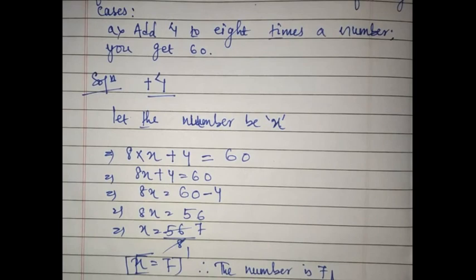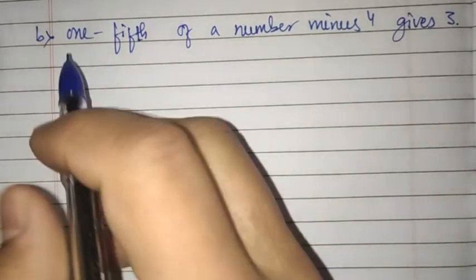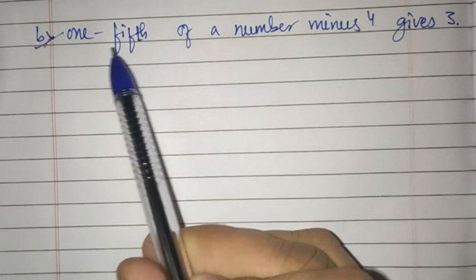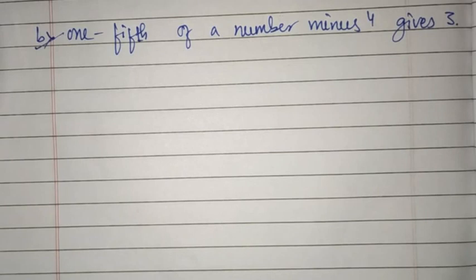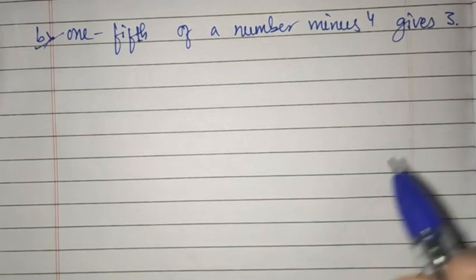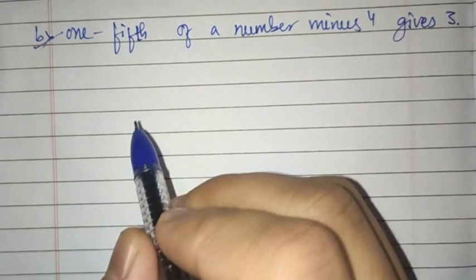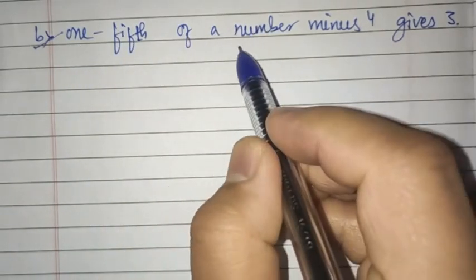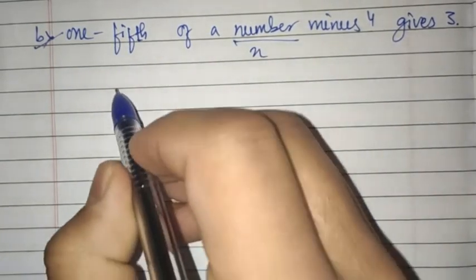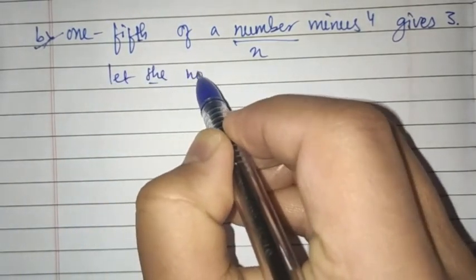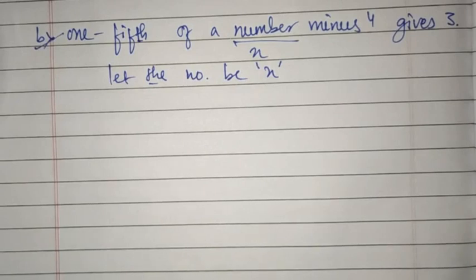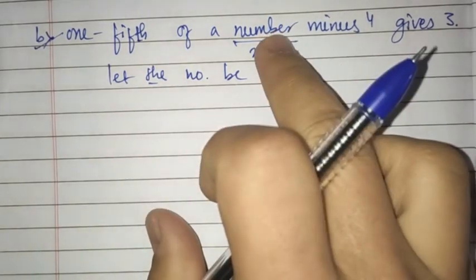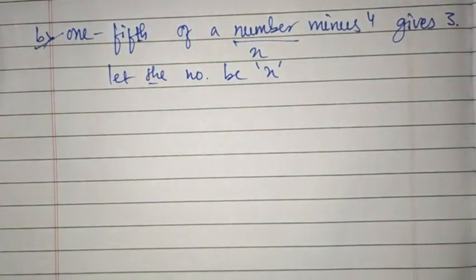Okay, I hope you have understood this. So proceeding to question number B, 1/5 of a number minus 4 gives 3. So in this question also you have to frame an equation and solve it. What is this question trying to say? 1/5 of a number. So what is that number? We don't know. So we will let that number be x. Whenever this type of problem is given, some number is given. Suppose nothing is given, over here you have to imagine that number. So that imagined number will be x, y, z, whatever variable you want to put.